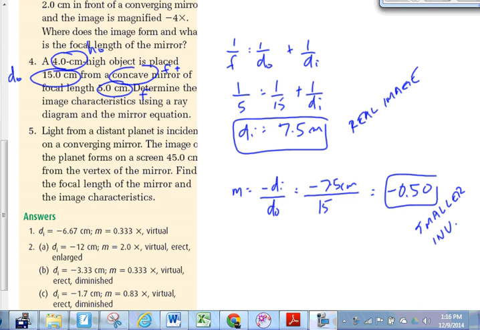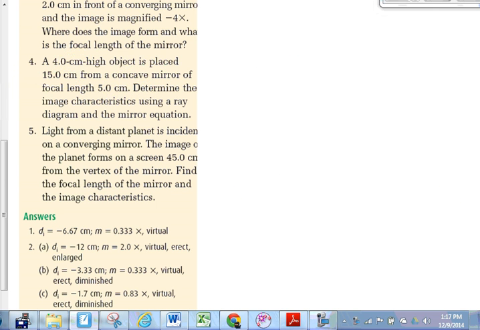All right, question number 5. This is a bit of a harder question, or at least it seems like a harder question when we start off with this. Once we actually do it, it doesn't seem so bad. It says light from a distant planet is incident on a converging mirror. That means that F is positive. The image of the planet forms on a screen 45 centimeters from the vertex. That's going to be DI, and it forms on a screen, so that means it's a real image, therefore positive 45 centimeters. We want to find the focal length and the characteristics. So we have DI, and we want to find F.